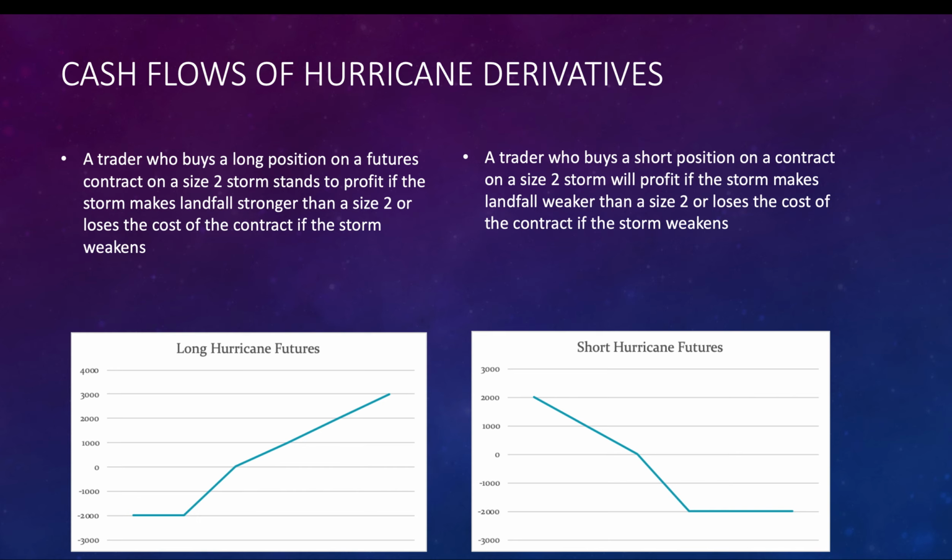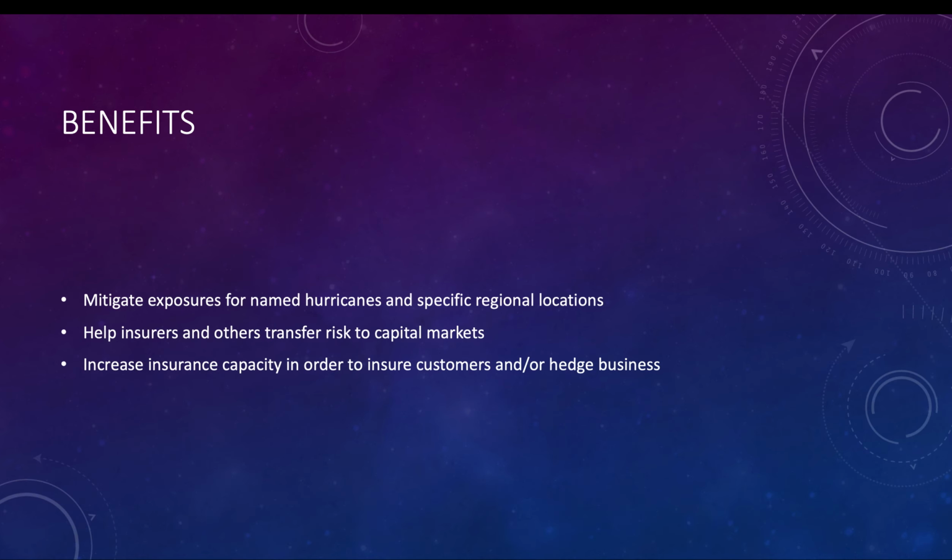So these are the cash flows of hurricane derivatives. On the left, you see someone who's holding a long position. If they buy a long position on a futures contract on a size 2 storm, they stand a profit as it strengthens, and they will lose the cost of the contract when it weakens. The same goes for a short position. If they're holding a short position on a size 2 storm, as it weakens, they will gain profit, but if it strengthens, they're going to lose the cost of the contract.